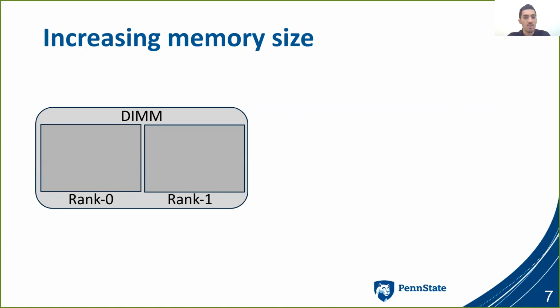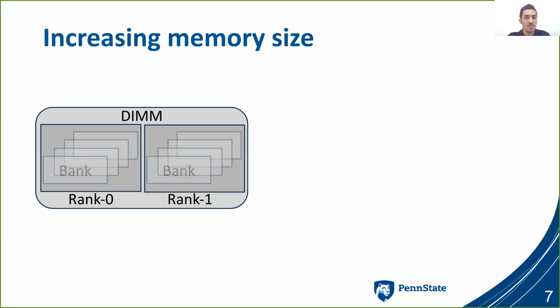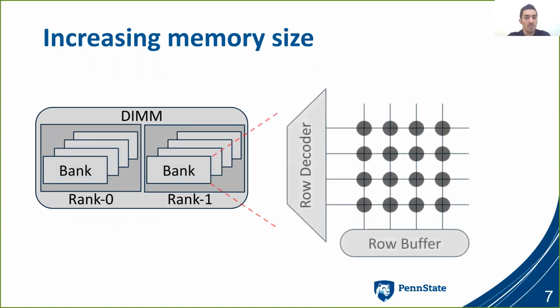DRAM chips are composed of multiple ranks, and each of these ranks has multiple banks. Then inside each of these banks, we have multiple rows, and each bit in memory is stored with one transistor and a capacitor that is shown by a circle in this figure. These capacitors are volatile and they lose their data or charge over time. They need to be refreshed every 64 milliseconds.